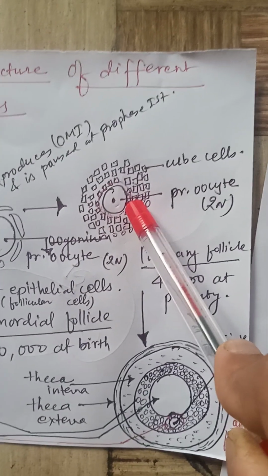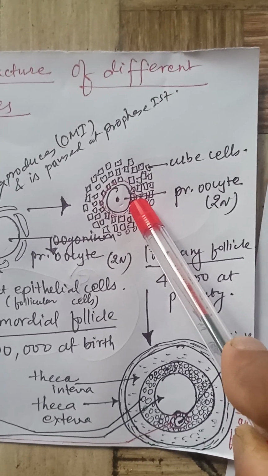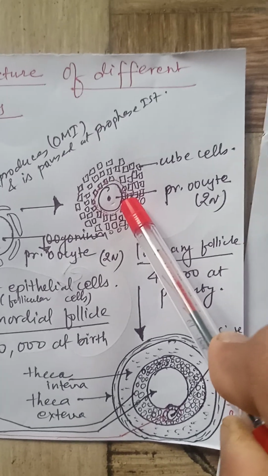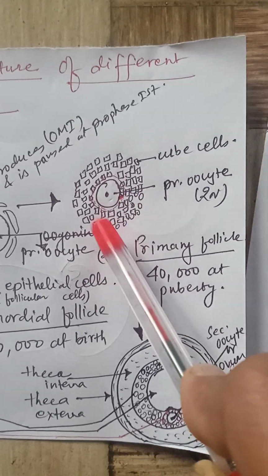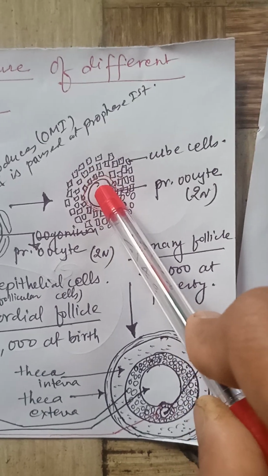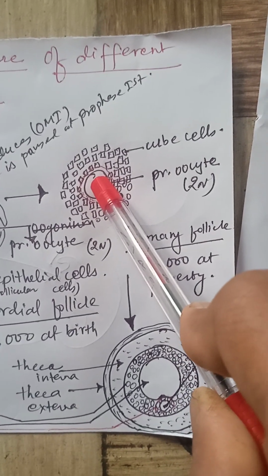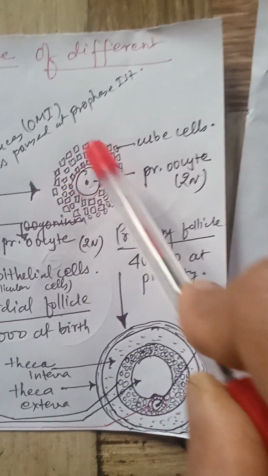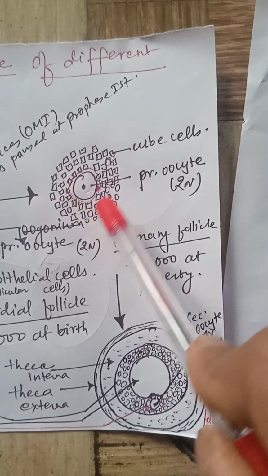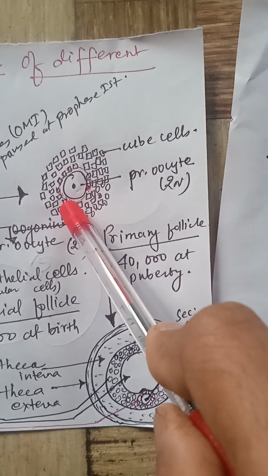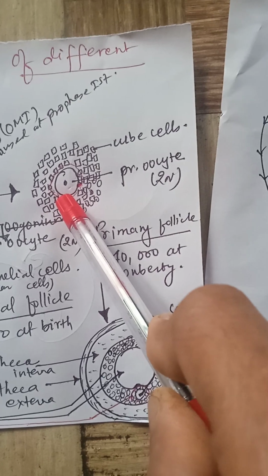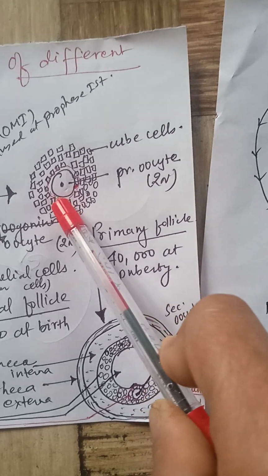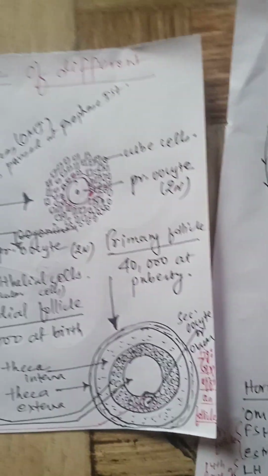Now there is a rapid change. Let us see what those changes are. There will be an intercommunication between the membrane of the primary oocyte and these cuboid cells, and due to that, the cuboid cells will produce a glycoprotein membrane called zona pellucida.